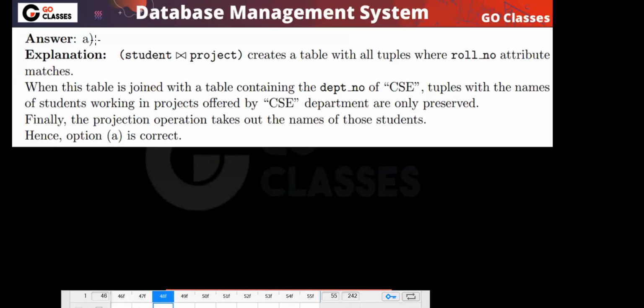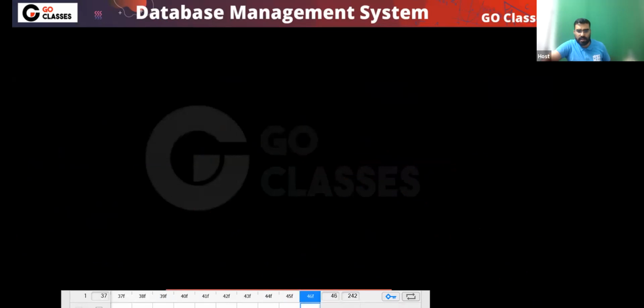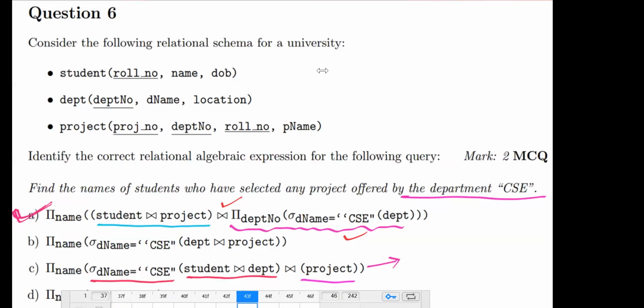C200. See, actually, the answer given is only A, but I think C is also correct. I think there is a mistake here. Maybe people did not notice this. Department CSE, right? Project.